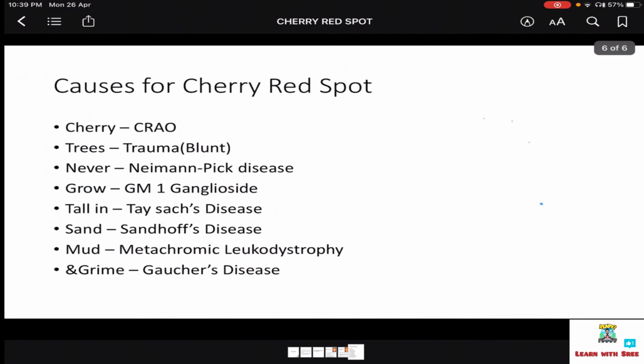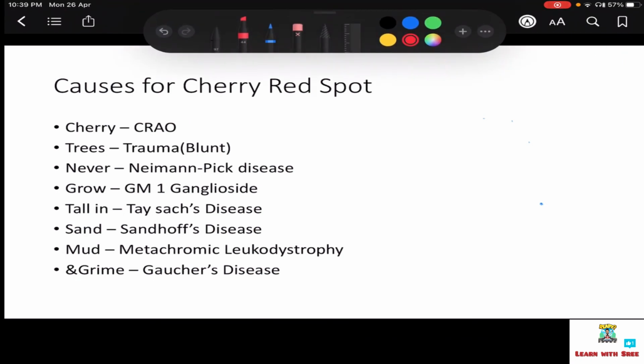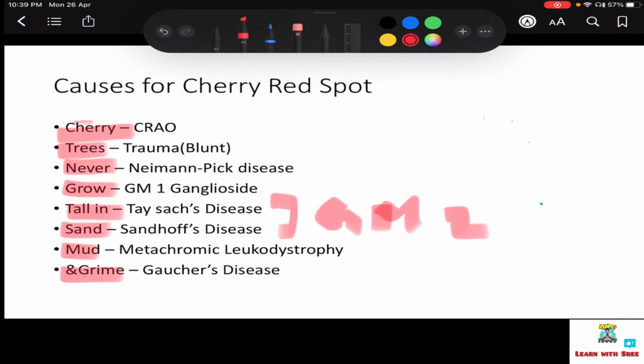Now the important part is to know the different causes for cherry red spots. I already mentioned the mnemonic: Cherry trees never grow tall in sand, mud and grime. Central retinal artery occlusion, trauma, which is blunt trauma, Niemann-Pick's disease, GM1 gangliosidosis, Tay-Sachs disease and Sandhoff disease, which are GM2 gangliosidoses, metachromatic leukodystrophy and Gaucher's disease. So thank you all. Have a nice day.